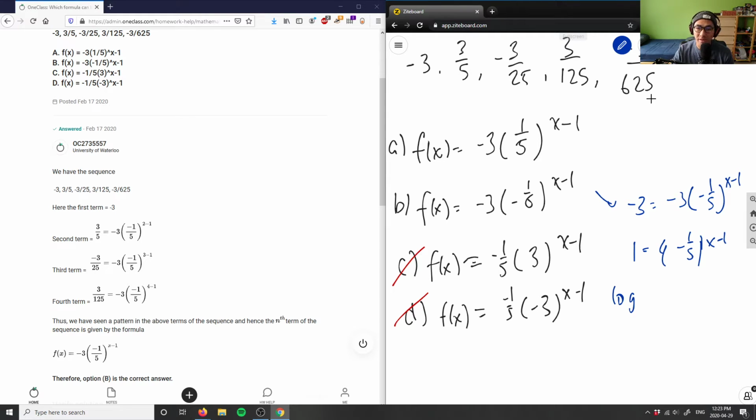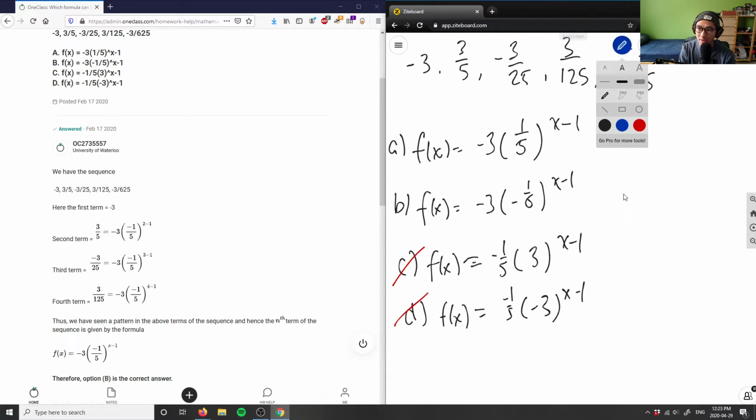Or what we can do is actually just do the first term. Instead of doing this and solving for x, I'm going to assume that x is linear. It has to increase linearly from 0, 1, and so forth, right? So the first term here would be 1. If x equals 1, I guess I'm doing this for B, I would have negative 1 over 5 to the power of 0, which equals 1. So therefore, this term would equal negative 3. So this here is correct.